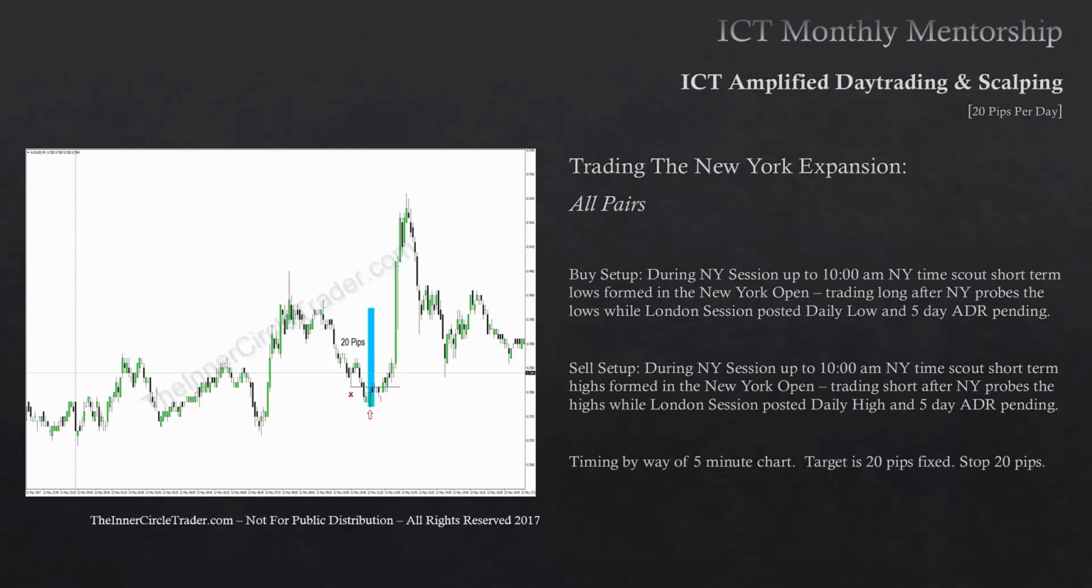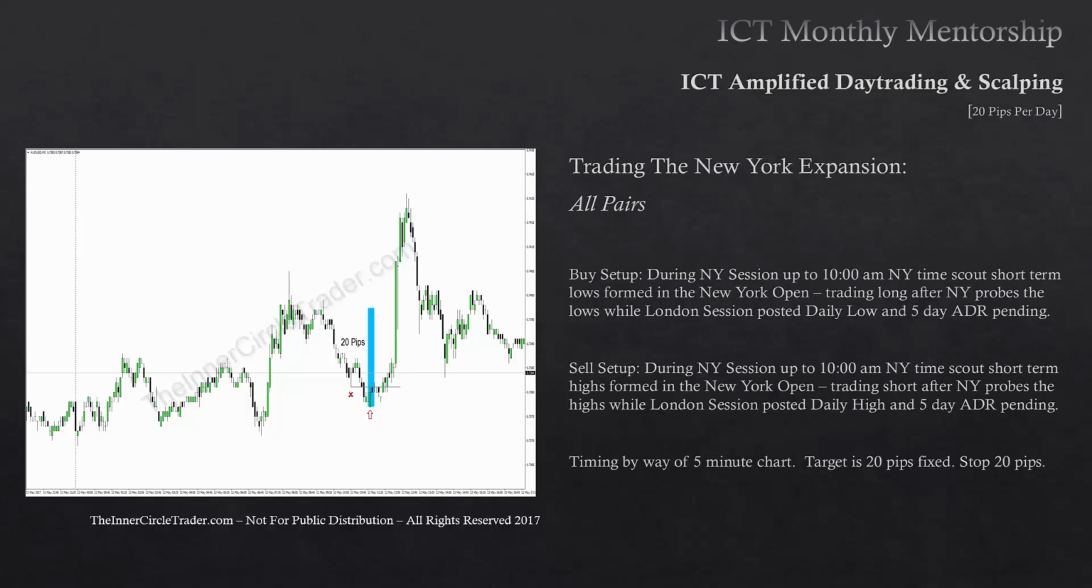London has made the low of the day so far. We've rallied from London. Price is retracing in New York, and it's trading down below a 5-minute short-term low. When it does that, we buy long below that short-term low in the mindset that it's a turtle soup. It's coming back for short-term sell stops, and we're going to be looking for expansion going towards the 5-day average daily range.